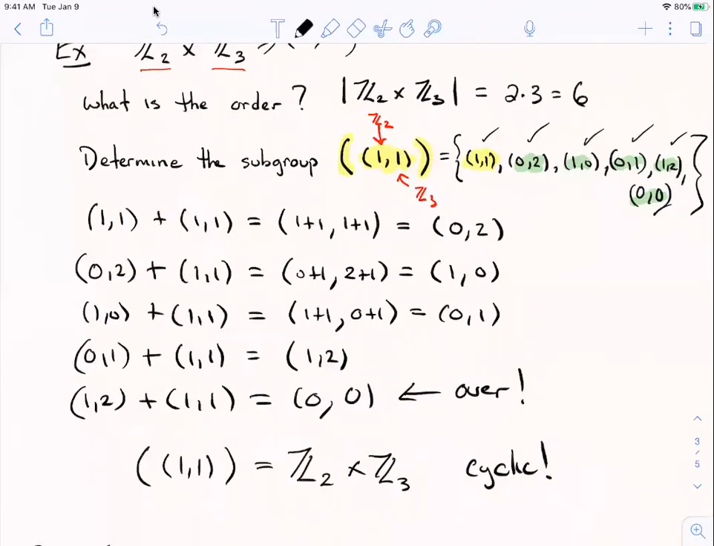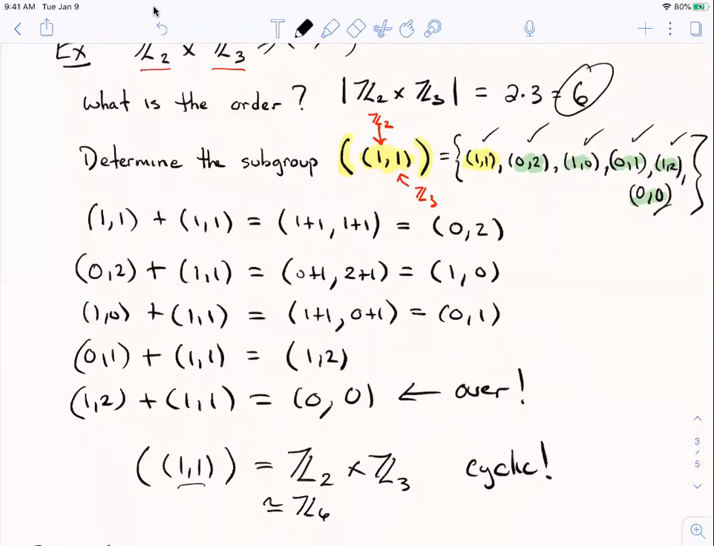We already said its order. Its order is 6. So here's a question I keep asking you over and over. Can you pause and answer it? If I have a cyclic group of order 6, what's it isomorphic to? Every cyclic group of order 6 is isomorphic to Z sub 6. So Z2 cross Z3 is isomorphic to Z6. And what's an isomorphism? Well, the generator 1, 1 could correspond to the element 1 in Z6, for example.